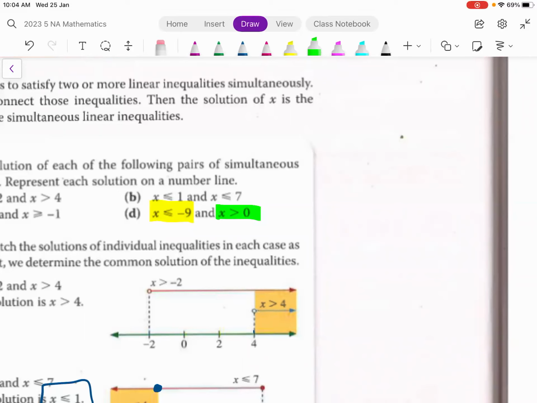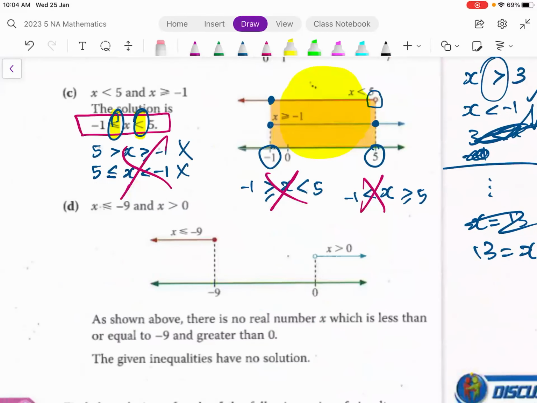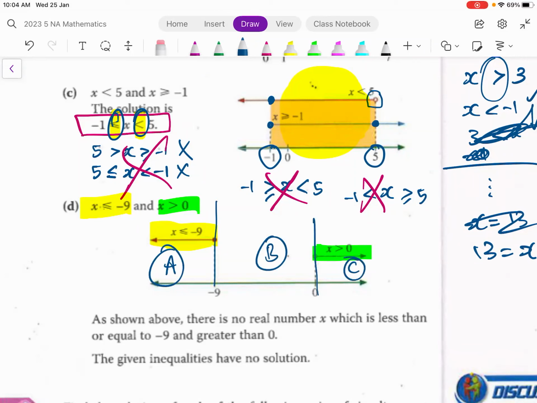Any answer for X? Don't have. There's no answer. There's no value of X that will satisfy both at the same time. Let's look at what our number line tells us. X less than -9, so it is over here. And then X is greater than 0, so it is over here. Again, I divide into 3 regions: region A, region B, region C. Is there any region that has both at the same time? Don't have. There is no intersection.